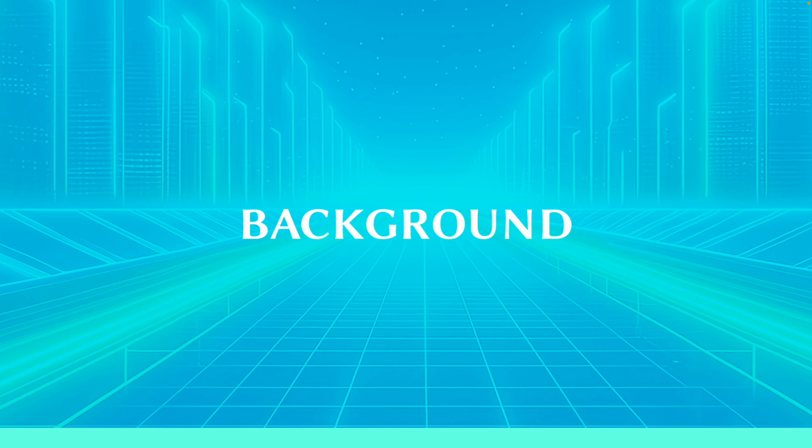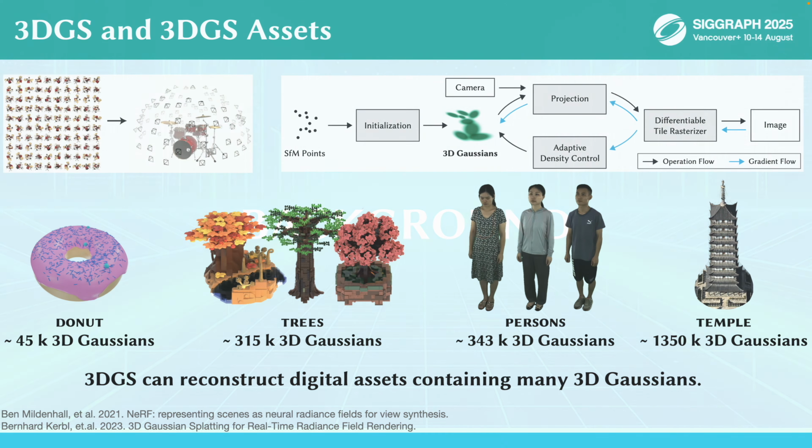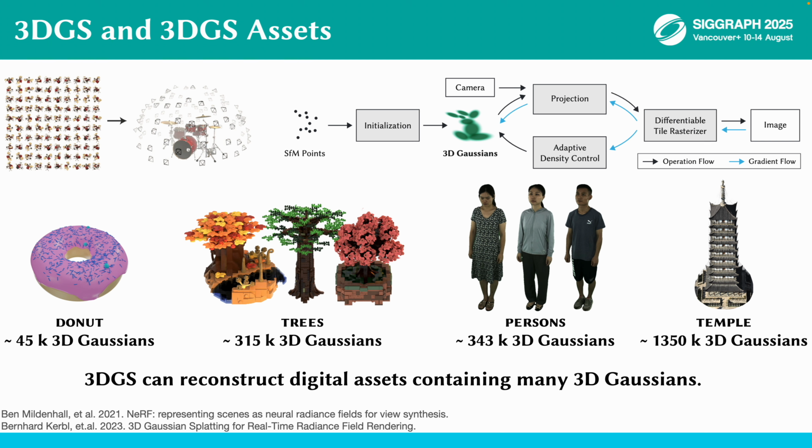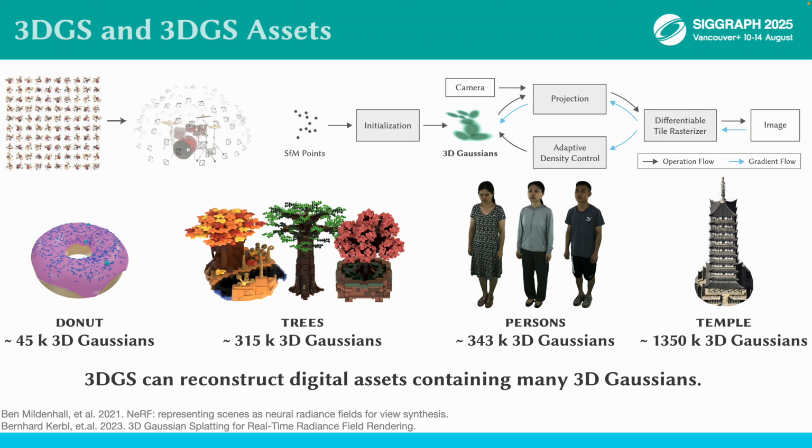I will first introduce the background. 3D Gaussian splatting is a fast way to reconstruct digital 3D assets from multi-view images. Each asset contains many explicit 3D Gaussian primitives. With the GPU rasterizer, rendering each single asset is super fast, far beyond real-time requirements.